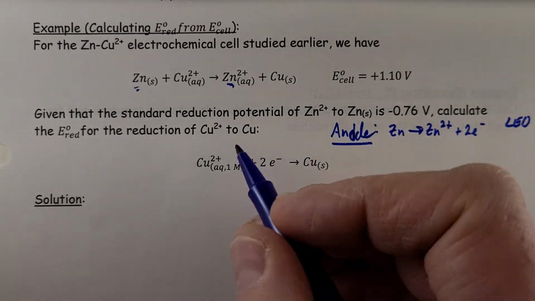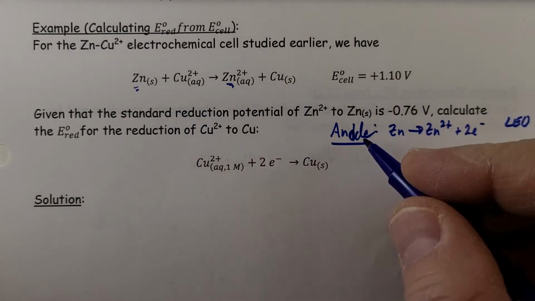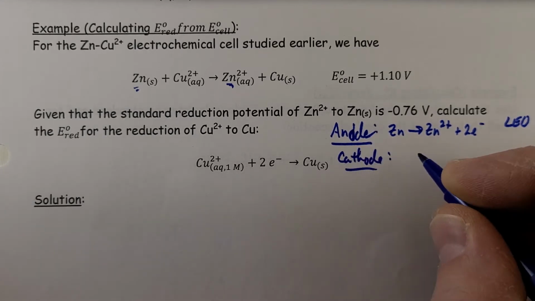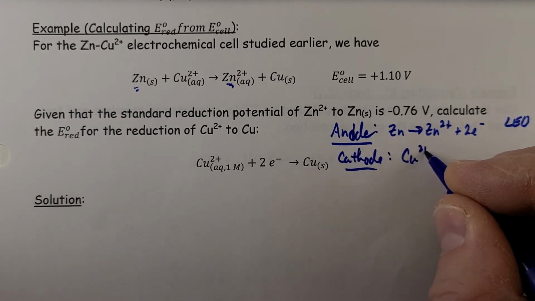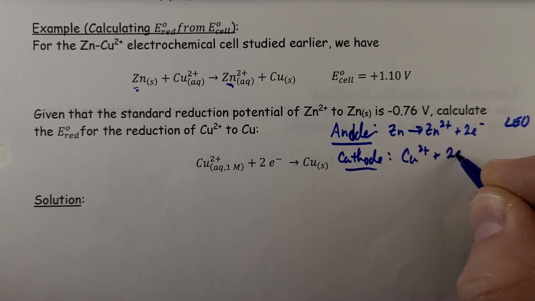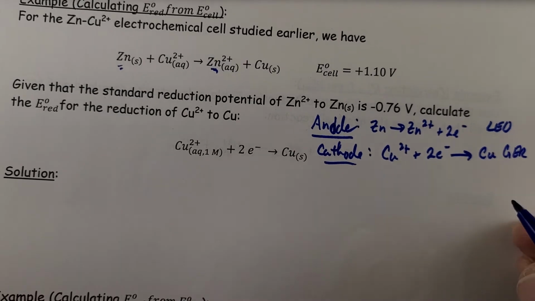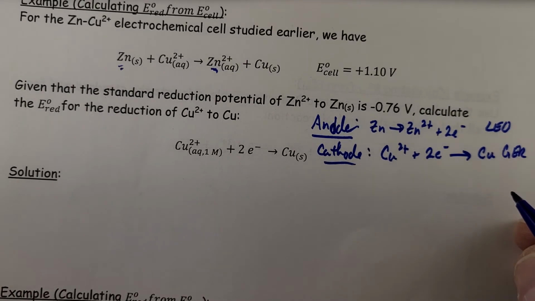And over here we have copper ions becoming solid copper. That is at the cathode. So we have copper ions, and they're going to pick up the 2 electrons and make copper solid. And of course that is GER: gain electrons, reduction. All right, so we have that sorted out.